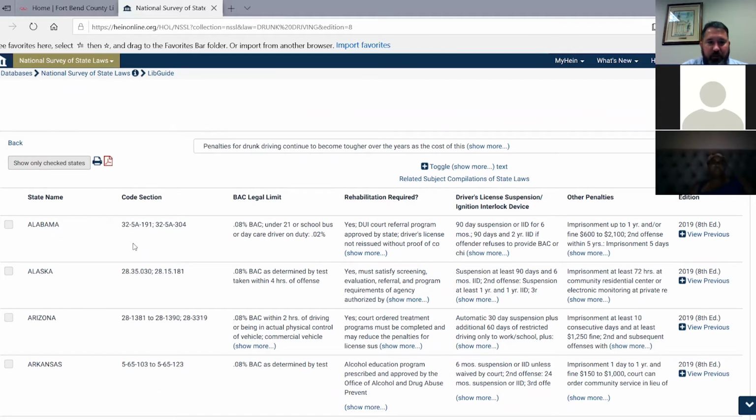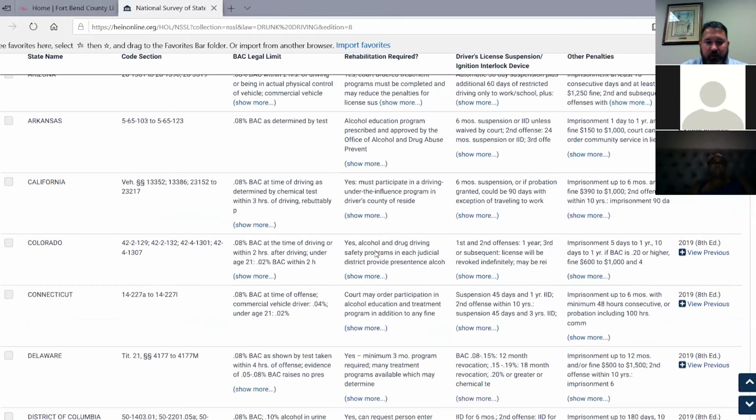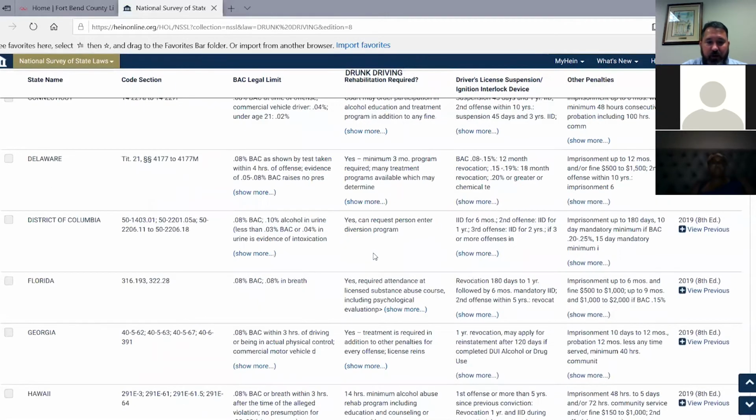So, you look at Alabama, the code sections of their statutes that cover drunk driving and what their legal limits are, and some other specifics about how that state handles that offense. What happens to your driver's license? Does it get suspended? What are possible penalties? So there's a lot of different areas, and you can compare stuff.